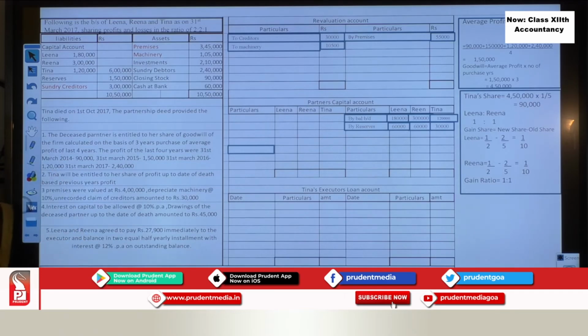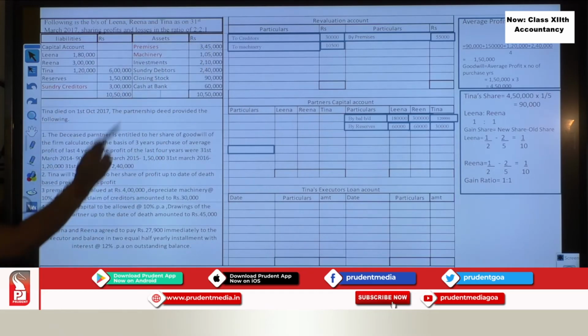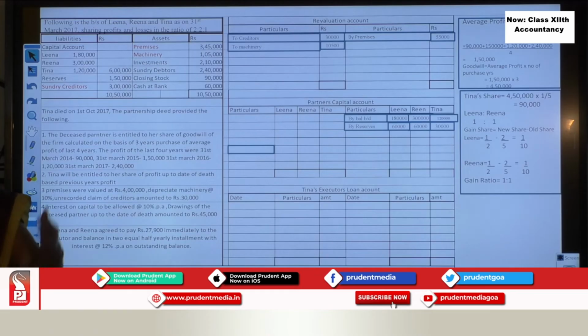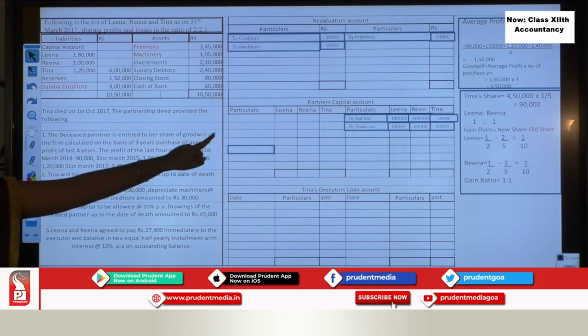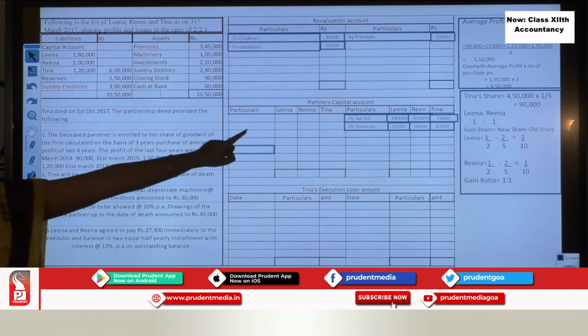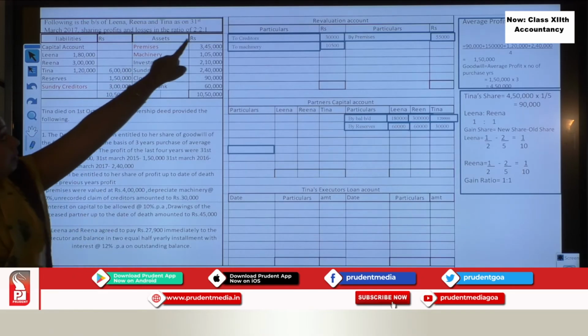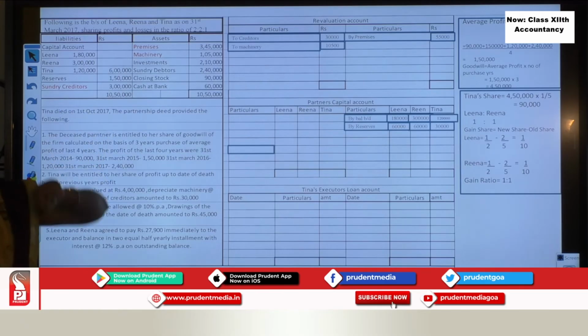2:2:1 is the old ratio. Which partner dies? Tina dies. So if you drop the share of Tina, what is the ratio? 2:2 is the new ratio. When you simplify it, it becomes 1:1. So the new ratio of Lina and Rina becomes 1:1. Correct? You know this. Drop the share of Tina, Lina and Rina's new ratio is 2:2. Simplify it, it becomes 1:1.